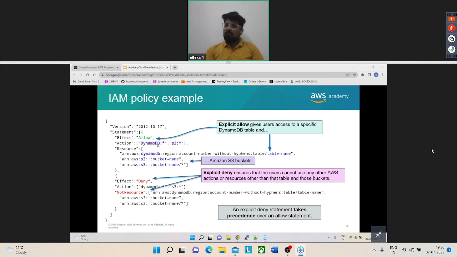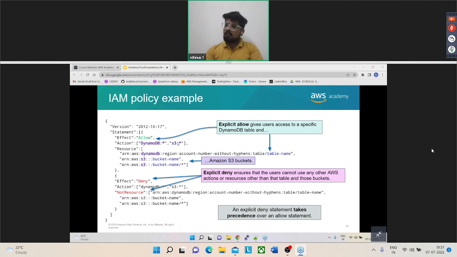First of all, DynamoDB. DynamoDB star means all the tasks of DynamoDB, like creating, updating, and deleting a DynamoDB table. Star is a wildcard. Star means all the actions. So for this particular service, all actions are allowed.